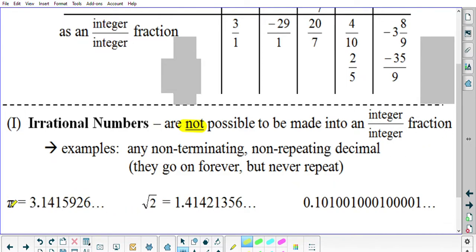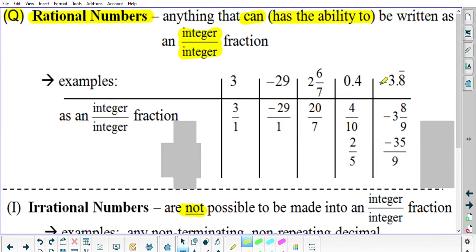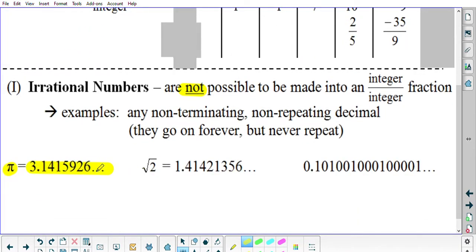What kind of numbers could not be made as an integer over integer fraction? Well, the most popular one is one that we just looked at in our geometry unit, and that is pi. Pi is 3.1415926, yada, yada, yada. It goes on forever, but it never repeats. So I could not write it with a repeating bar. Unlike the one that I showed you up here, that did have a repeating bar, and therefore I could write it as 8/9, you can't do that with pi. It never repeats, but it also never stops. It never terminates. It goes on forever.